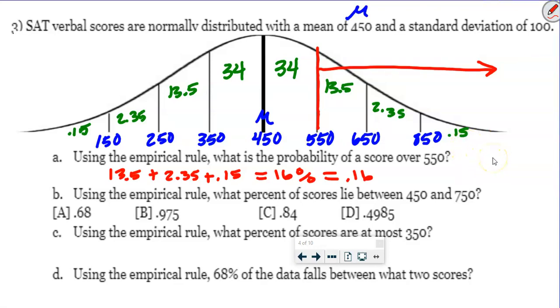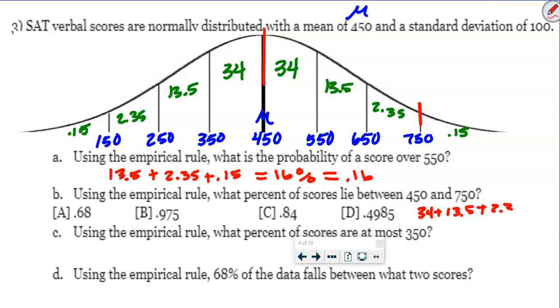The next one says between. Okay, so I'm going to erase this so we don't get confused. So we're going between 450 and 750, right? So between 450 and 7... Whoa, did I skip? Oh, I did skip, didn't I? Haha, this should be 750 over here. You guys catch that? I just caught it. That should be 750. There we go. So that's 750. So we're now going to add those together, right? So we're going to add 34 plus 13.5 plus 2.35. And when we do that, we got this, okay?